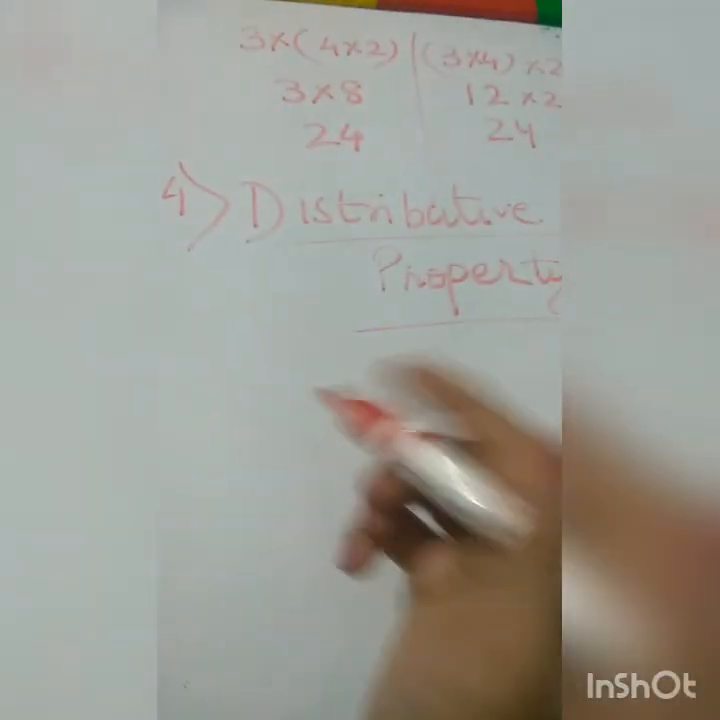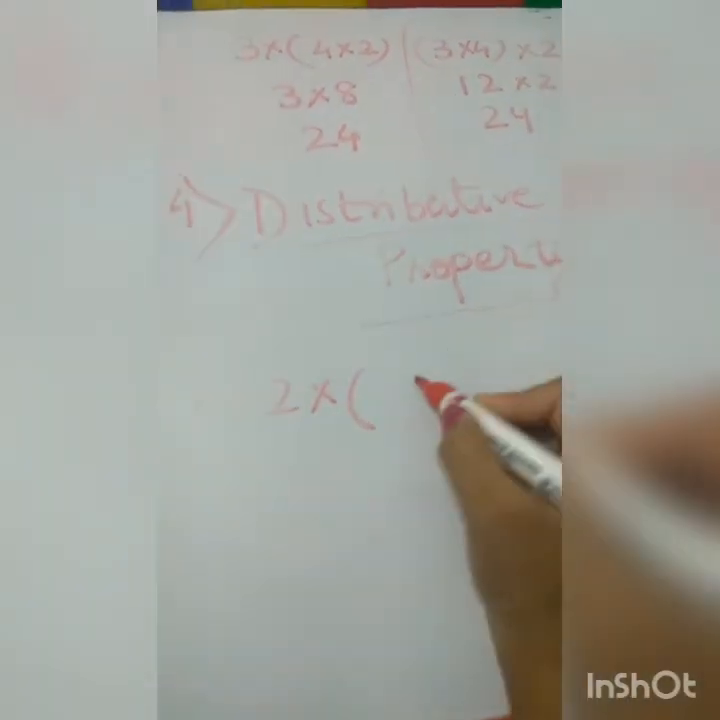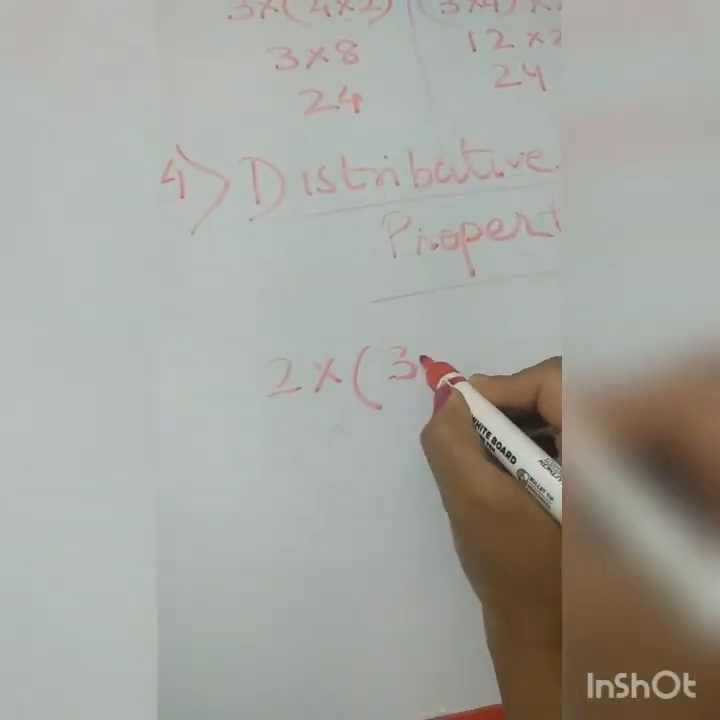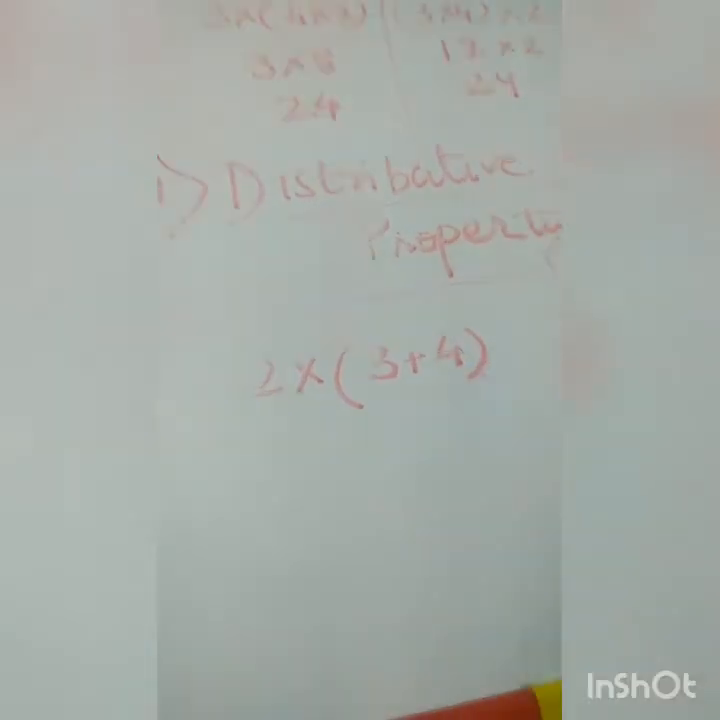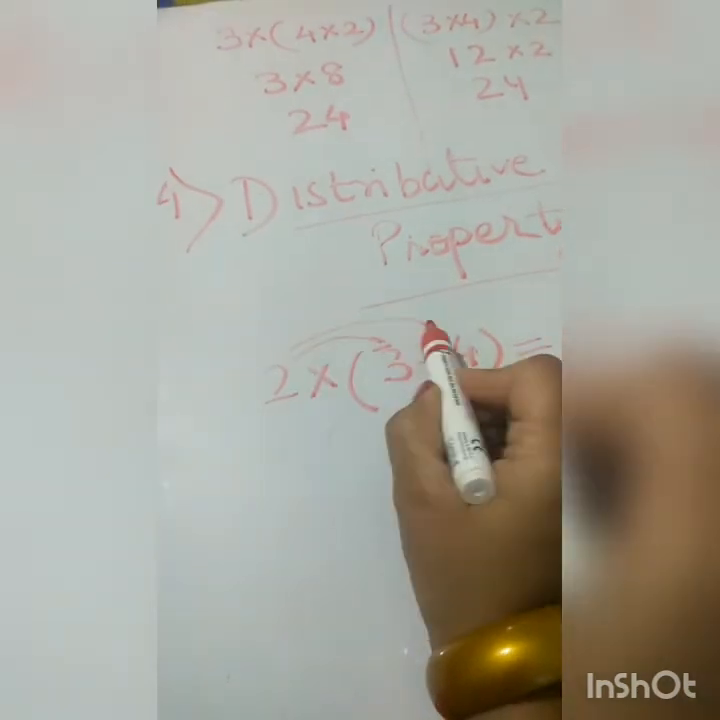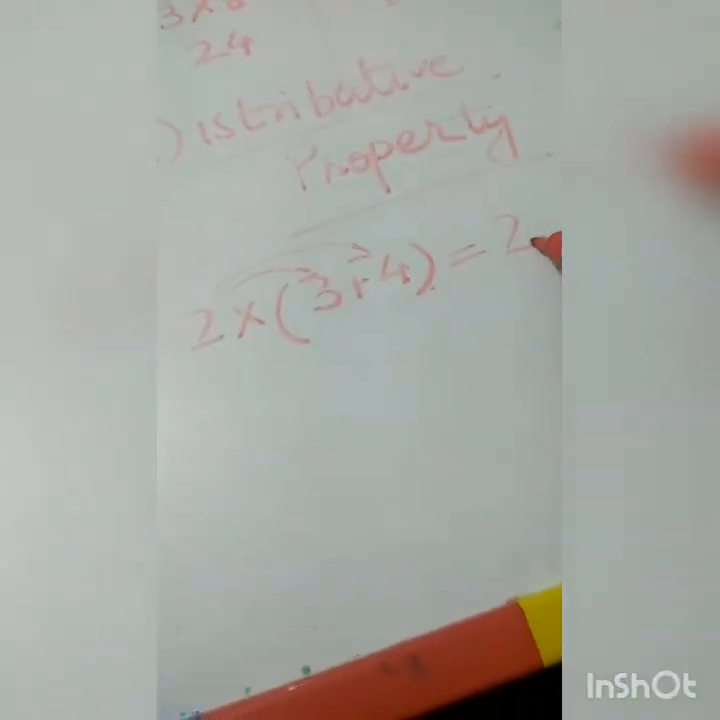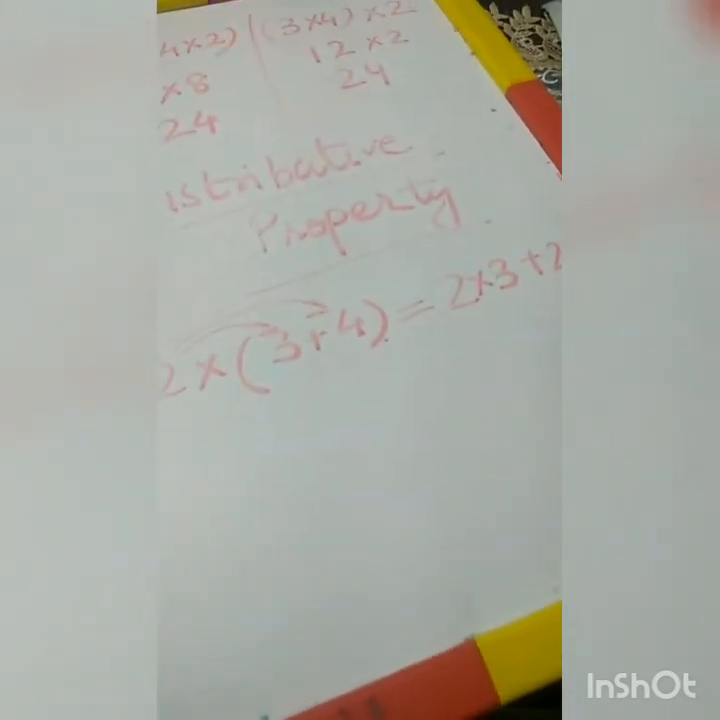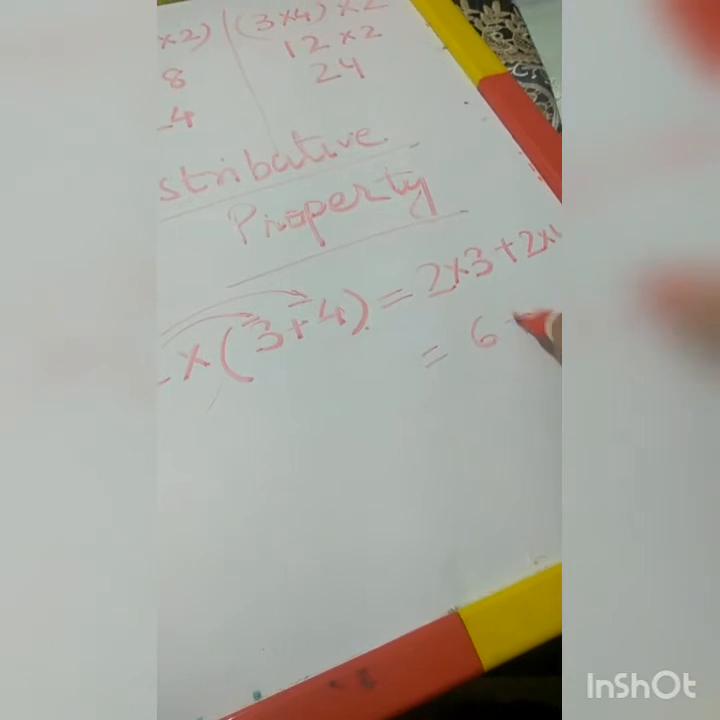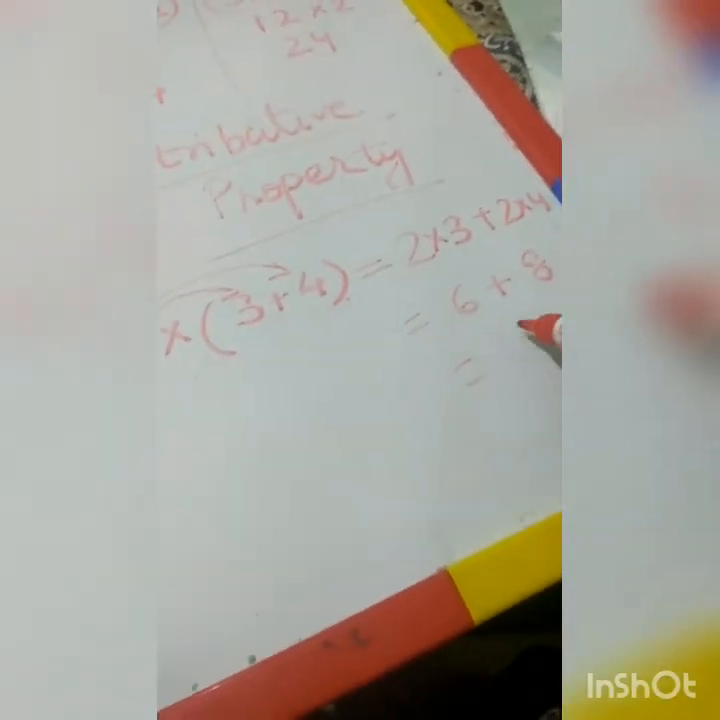Let us see. If I have 2 into 3 plus 4, I can write it as 2 multiplied with 3 plus 2 multiplied with 4. This is distributed to both of these. 2 multiplied with 3 plus 2 multiplied with 4 gives me 6 plus 8, right? And this gives me 14. The answer will remain the same.